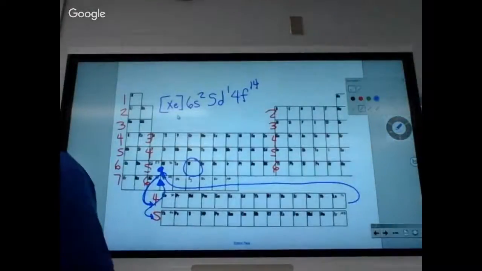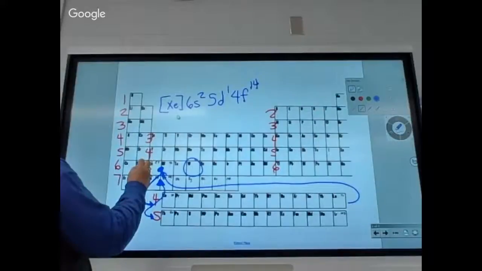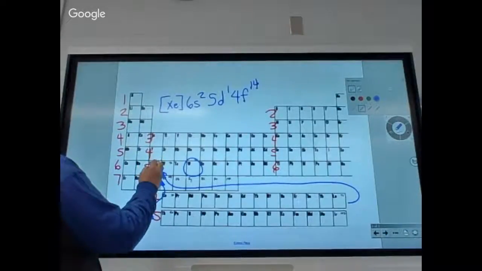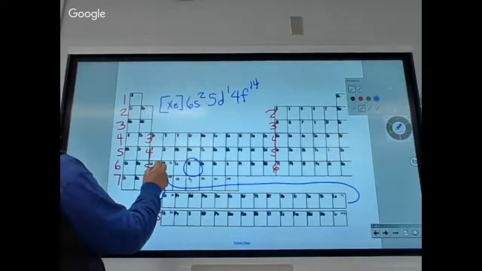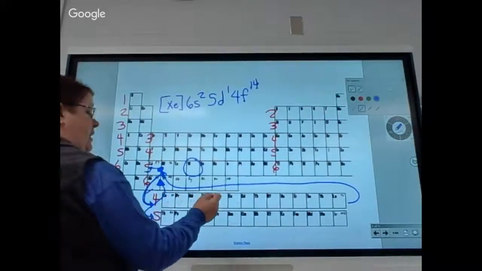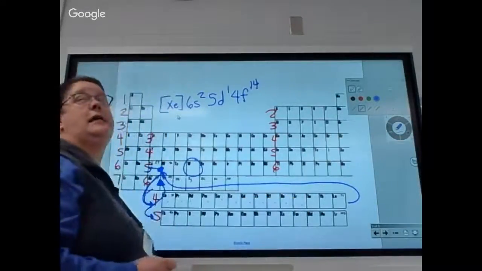5D. All right, so I went how far across? I went 1. 5D, 1, and I hit the blue dot. For those of you who are going, what'd she do? I got to 5D, I went 1, I hit the blue circle. The blue circle is where the periodic table has been cut. I have to follow it down. 4F. How many of these do I have? 14. That's how they got 14.